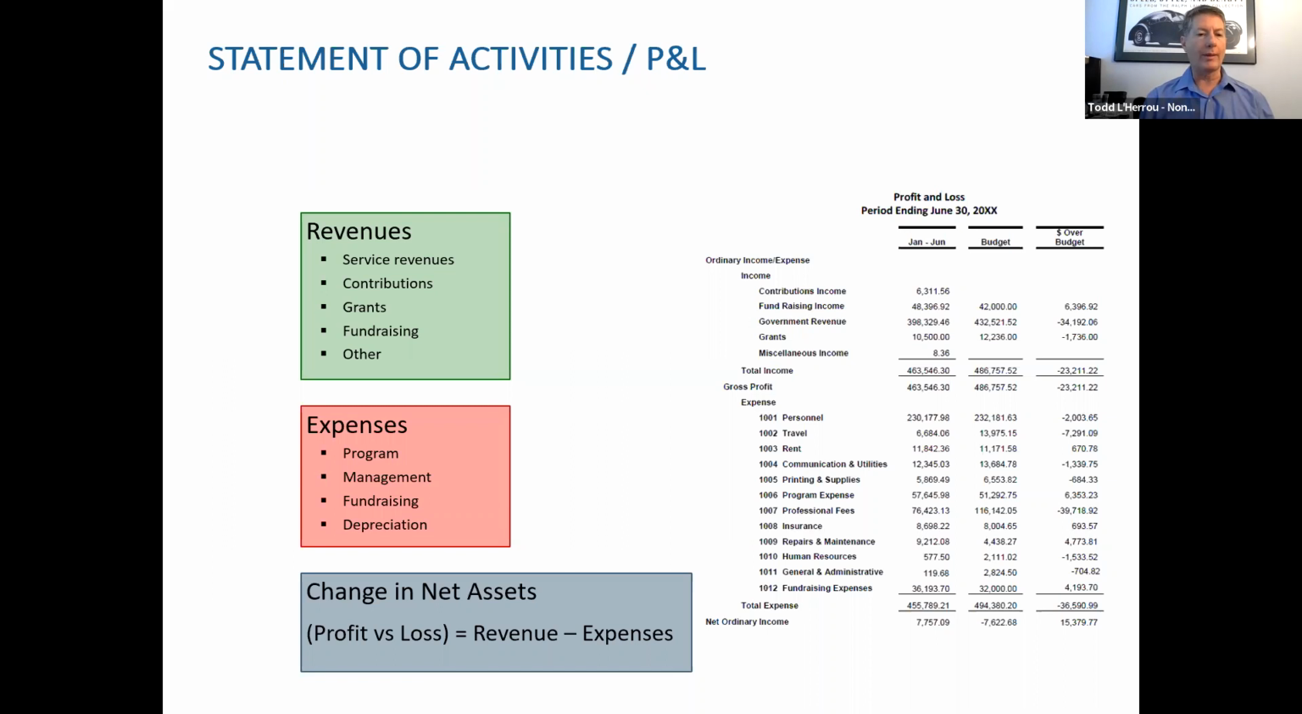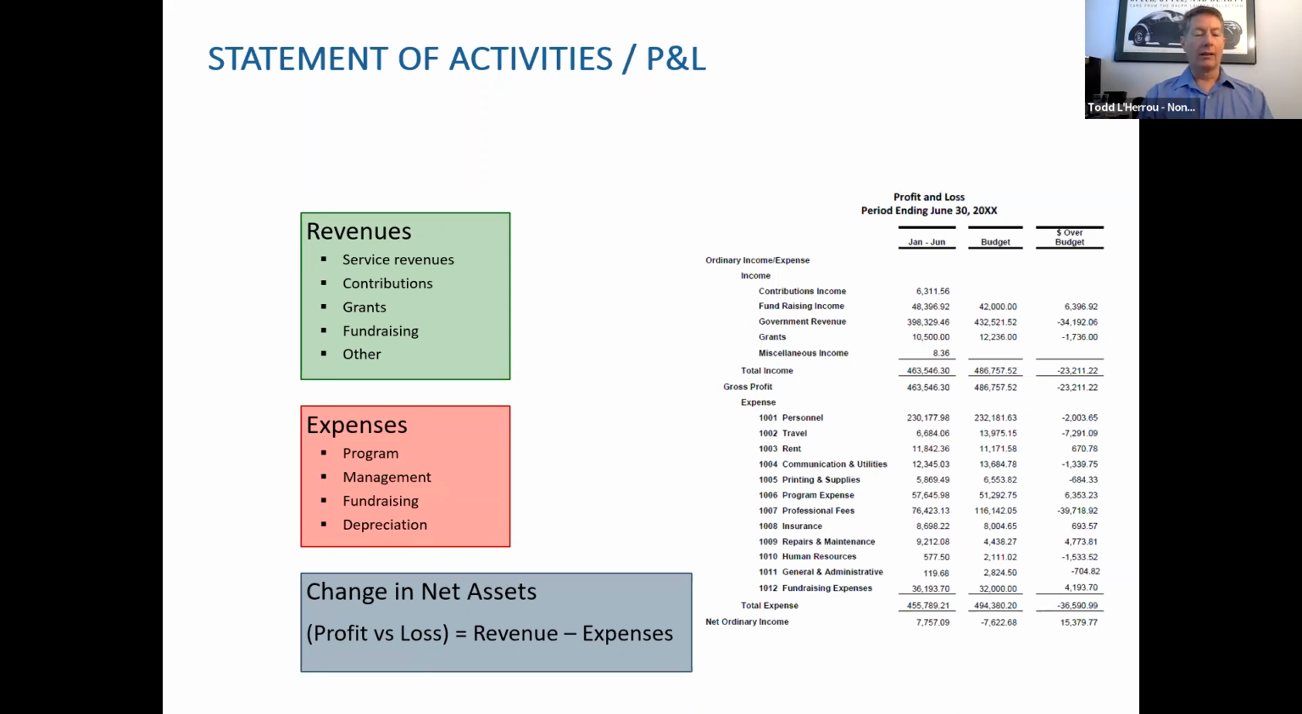So revenues might be things like service revenue, contributions, grants, fundraising, any program income if you charge for particular programs, perhaps you have a sliding fee scale or something like that. And then expenses, and you'll see the expenses are broken down into a number of different categories. Usually the biggest expense for most nonprofit organizations is going to be their staff. And then there will be a number of other categories.